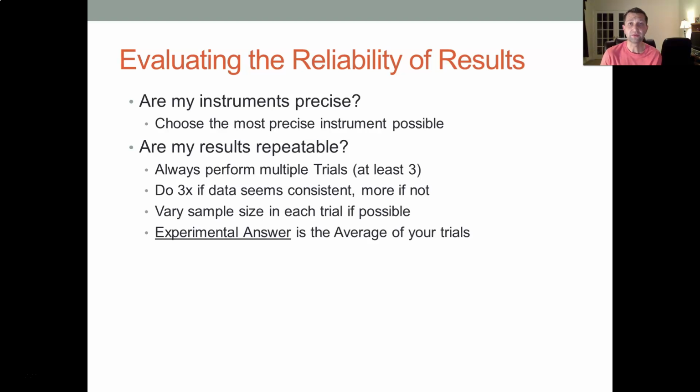So what do you do then when you're all done? You take the 3 trials or more that you did, and you take your answer from all of those and you average them together. That's called your experimental answer. That's a really important vocab term to know here. So experimental answer is simply the average of your trials. So sometimes students are like, well, I have 5 trials here. Which one do I pick? Well, none of them. You average the 5 together, and that gives you your experimental answer for the lab.